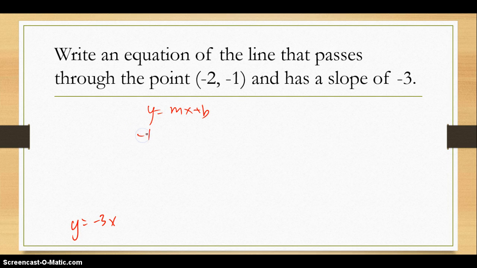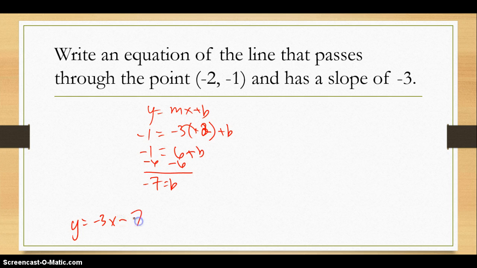I know an ordered pair, y is -1. I know my slope is -3. I'm going to multiply that by -2, plus b. So -1 equals -3 times -2, which is 6, plus b. Minus 6 over. We know that b equals -7. So our answer is y equals -3x minus 7.